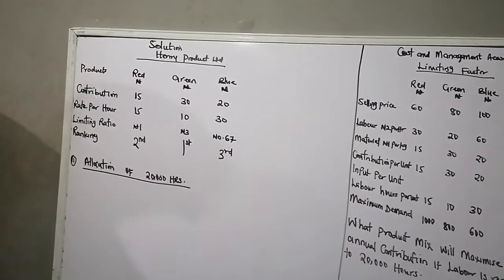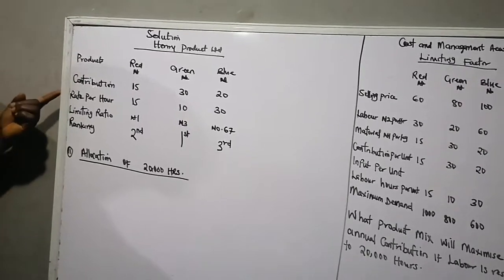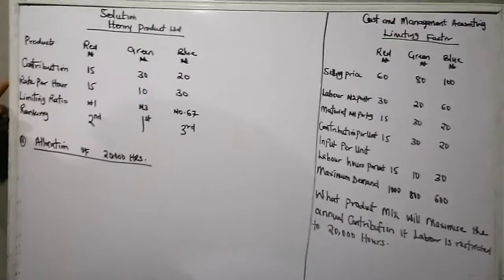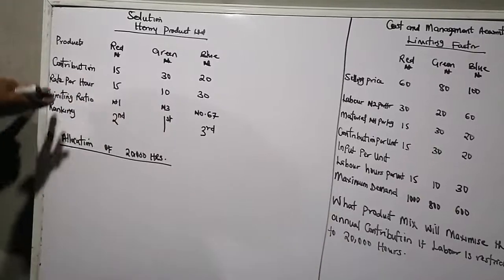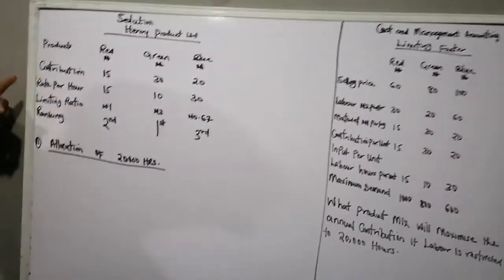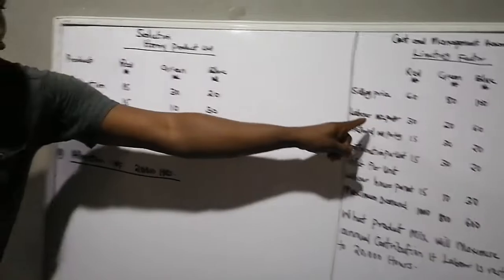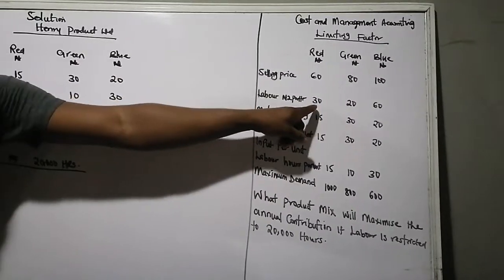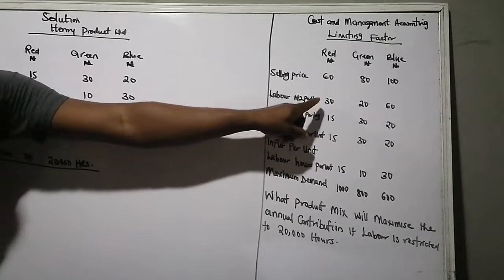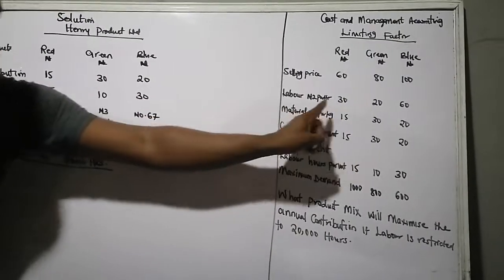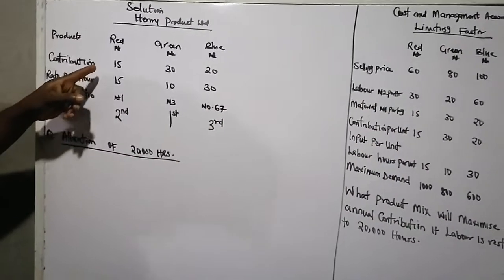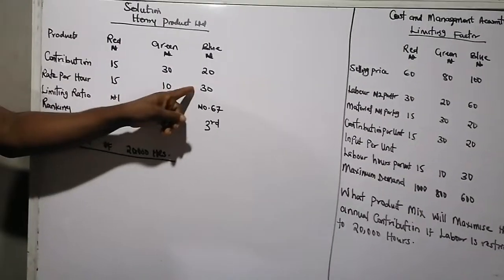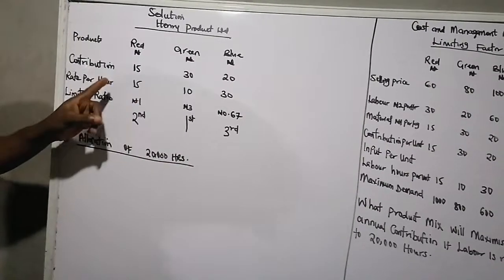Since labor is my limiting factor, I'll bring out the rate per hour. How do I get the rate per hour? Some exam questions will not give it to you, but you have to derive it. In this question it is given, but let's assume it's not. I have 2 naira per hour. The cost is 30, so I do 30 divided by 2, which gives me 15. 20 divided by 2 gives me 10. 60 divided by 2 gives me 30. So this is how I got it: 15, 10, and 30. This is the rate per hour.